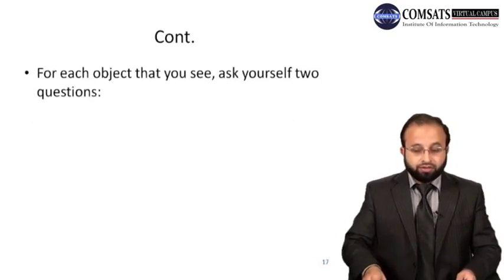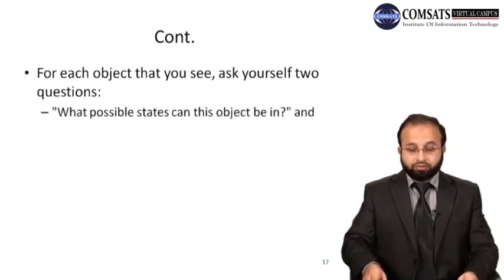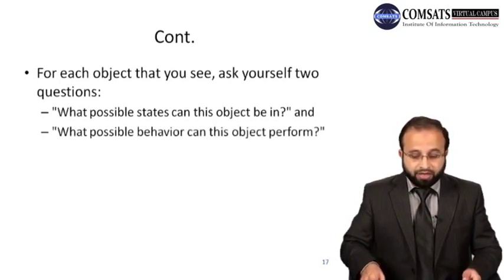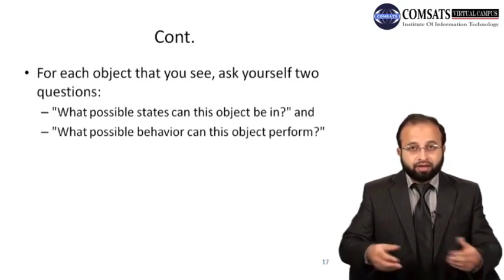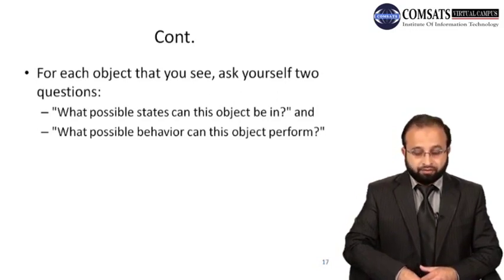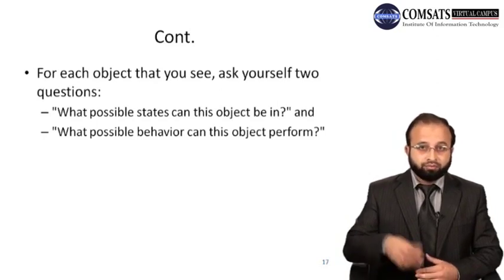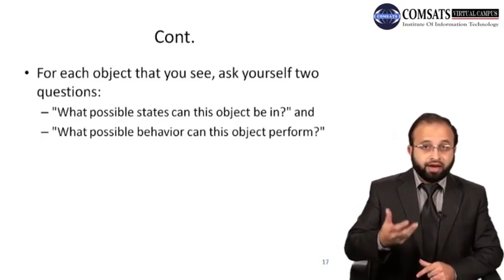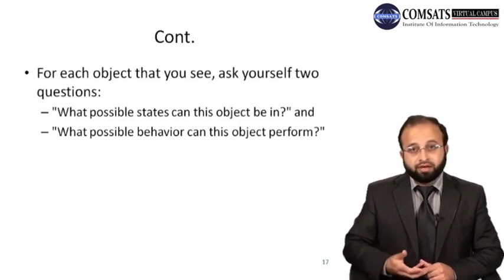For each object that you see, you ask yourself two questions. What possible state can this object be in? What are the possible states of any object, and what possible behavior can this object perform? So what I can suggest is that you look around and note down the objects and try to answer these two questions for at least 5 different objects, right? And the questions are: what are the possible states of the object you find in your surroundings, and what are the possible behaviors of that object.